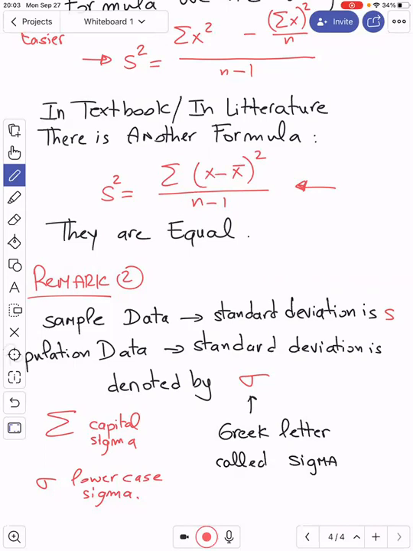So next, as I said, I'm going to talk about the coefficient of variation. Is there any question first, guys? What's next after? Oh, sigma. That's sigma, Juliana. It's a Greek letter. It's called sigma.